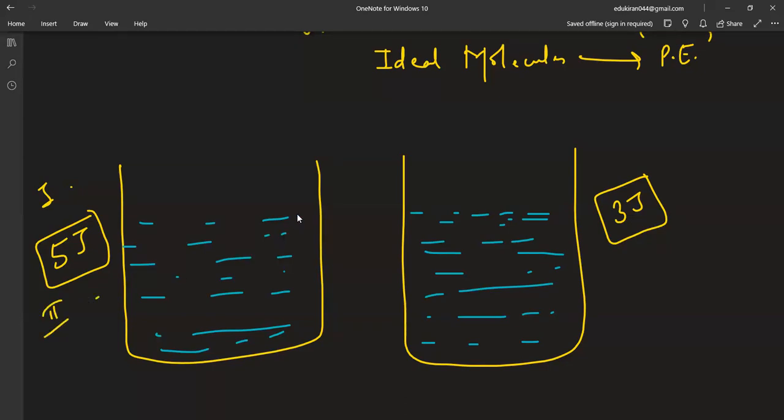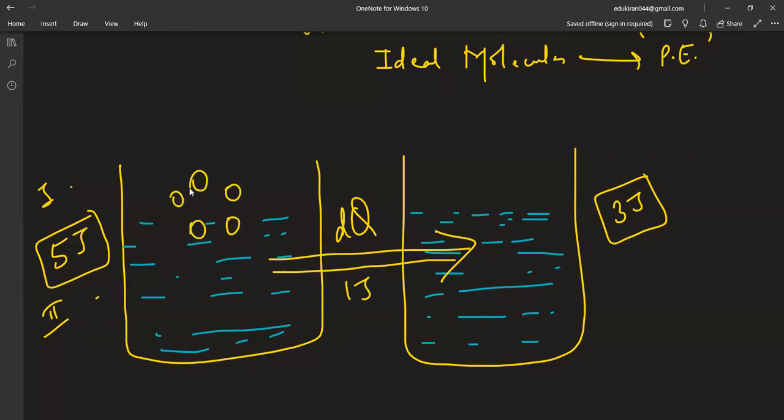Then what happens? A small portion of this total internal energy of the system, which is comprising majorly of the potential energy, some of it travels from this container to this container. There are methods for traveling. I have connected them. So some amount of energy has traveled. Let's say 1 joule has traveled. Learn it like this. 5 were there, 3 joule. Though this is not a representation, this is just for study purpose.